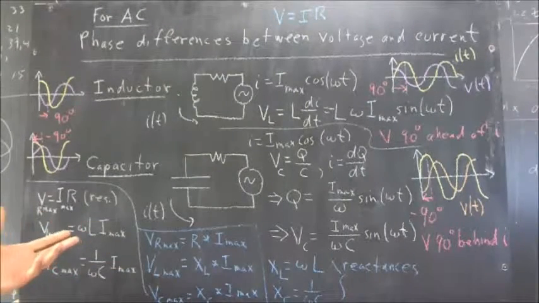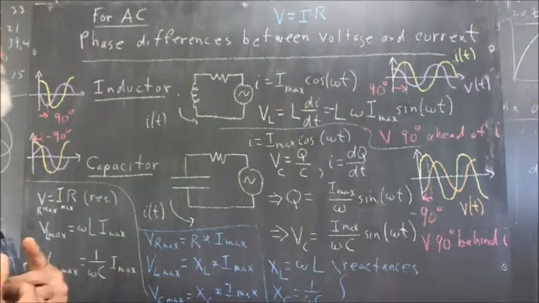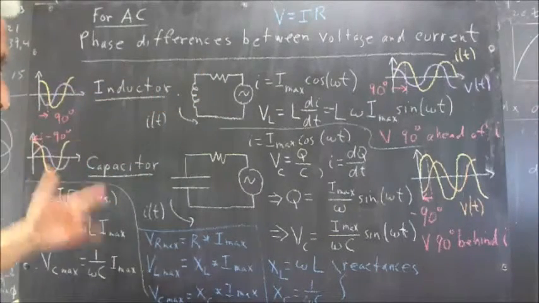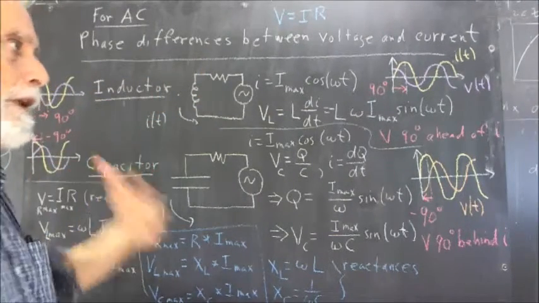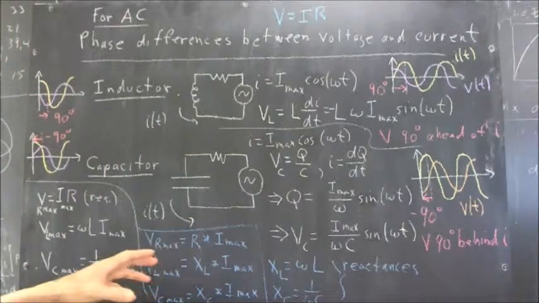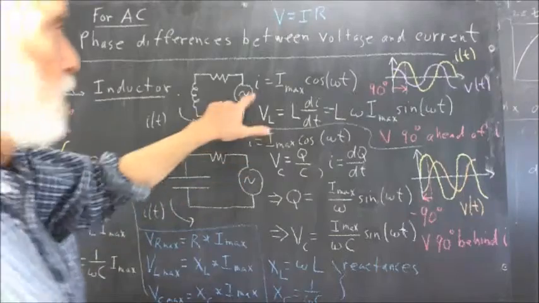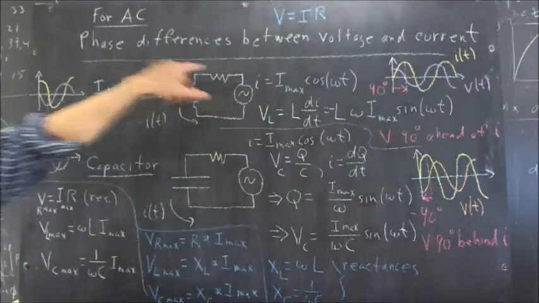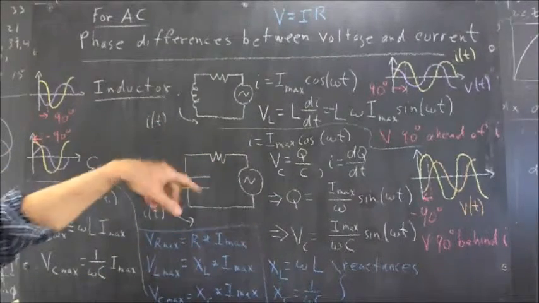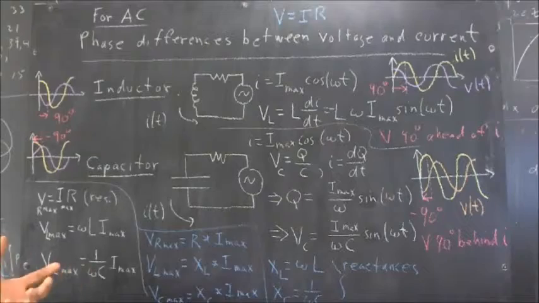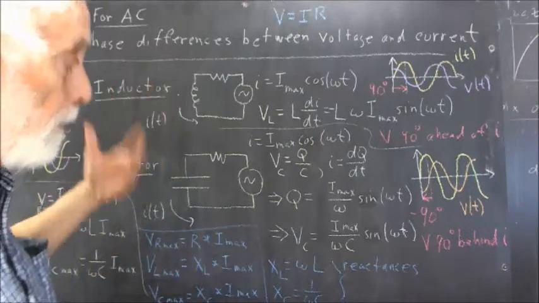Here's a quick summary of how we determine phase differences for inductors and capacitors in LRC circuits, and use phasor diagrams to analyze those circuits. If we assume a current I max times the cosine of omega t, either in an LR circuit or an LC circuit, or even in an LRC circuit or any similar circuit, any circuit involving inductors, capacitors, etc.